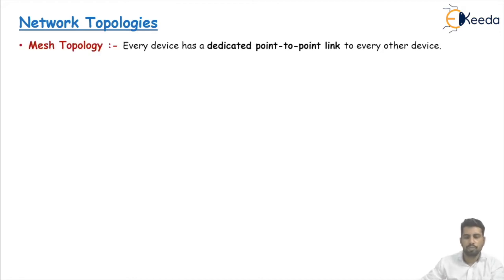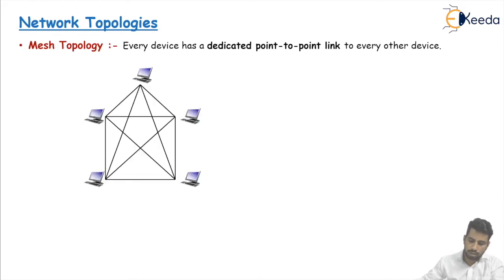First of all, we will go for the mesh topology. In mesh topology, as you see in the diagram, every device has a dedicated point-to-point link to every other device. Here this one is node number 1, this one is node number 2, node number 3, node number 4 and node number 5. Now these 5 nodes are connected to each other with point-to-point links. Node 1 has a direct point-to-point connection with node number 2, with node number 3, as well as with node number 4 and node number 5. That means a dedicated link. Dedicated link means the link carries the traffic only between the two devices it connects.